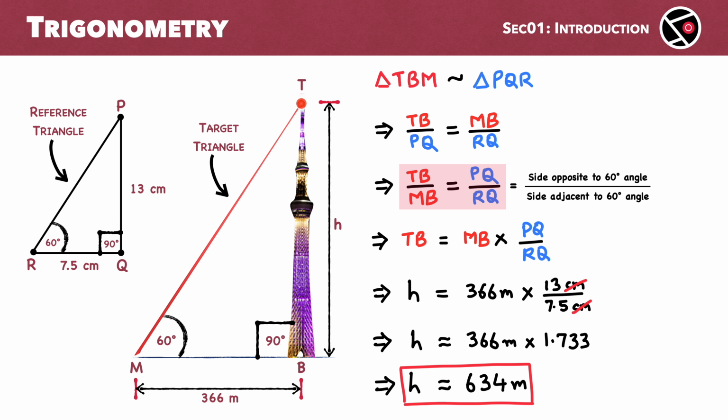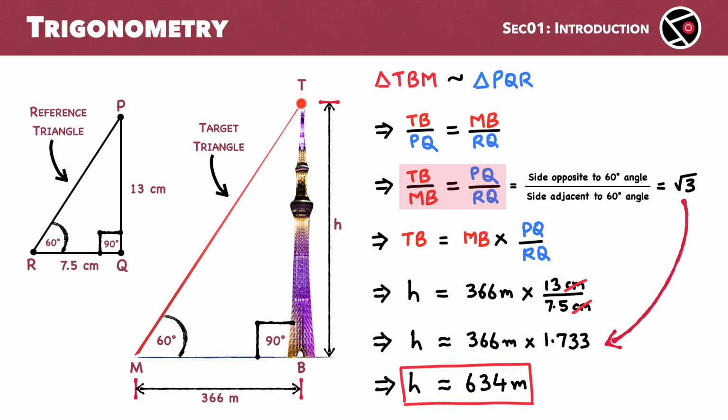Here is the interesting part. You can draw a million right-angled triangles, each with one internal angle of 60 degrees, and this ratio will always remain constant. Trigonometry defines this constant ratio as square root 3. Amazing, right? In our earlier approach, we used the reference triangle to find this ratio. PQ by RQ is actually square root of 3, roughly 1.733.